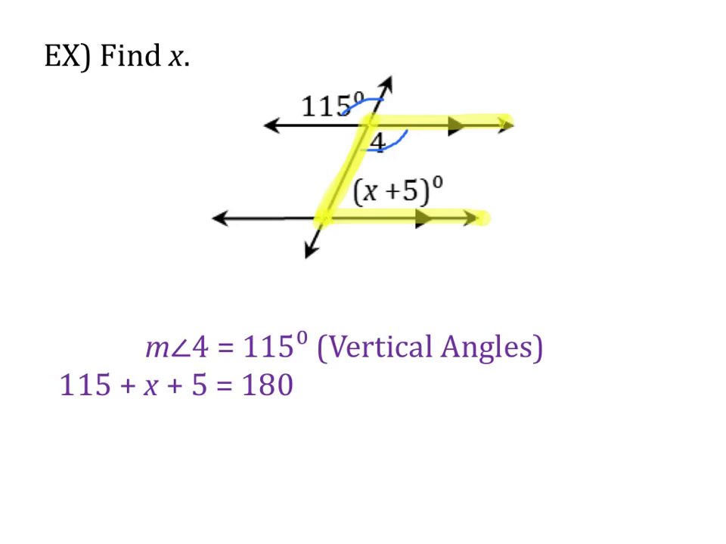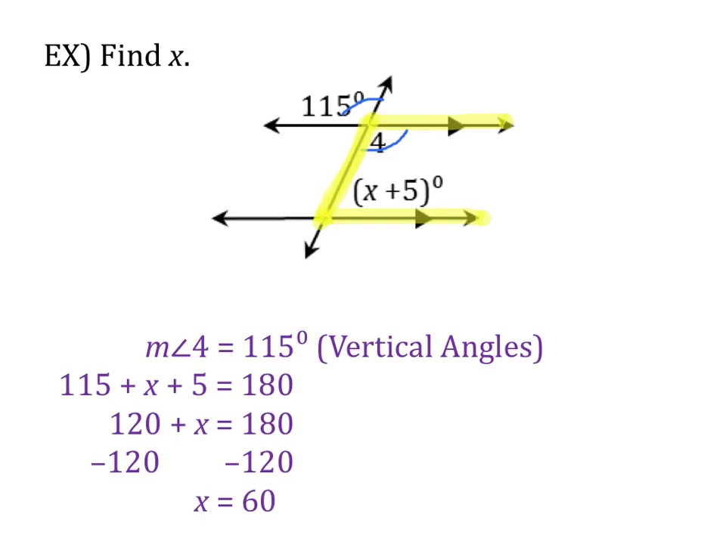Now I just need to solve for x. First, I'm going to combine my like terms. 115 plus 5 is equal to 120, plus x equals 180. Next, I need to subtract 120 from both sides, and then I find that x is equal to 60, and that is our answer.